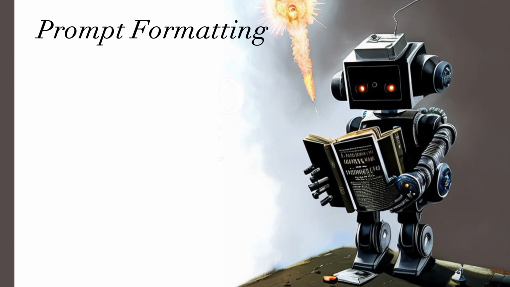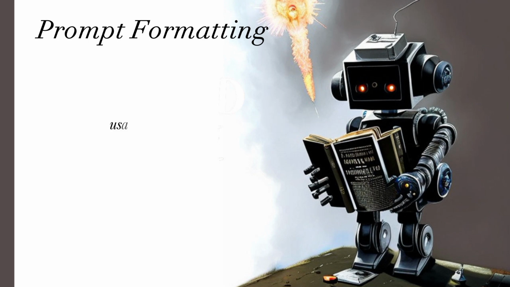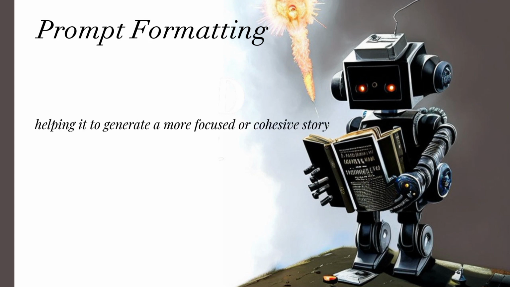Another example could be in a language model that generates short stories. You might design a prompt that uses specific keywords or phrases to guide the model towards generating a specific type of story, such as: write a story about a detective who solves a murder case. Use the following keywords: clue, alibi, suspect. This prompt format provides clear and specific instructions to the language model, helping it to generate a more focused and cohesive story.